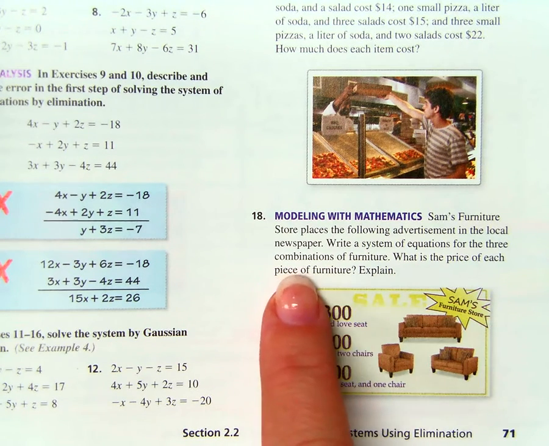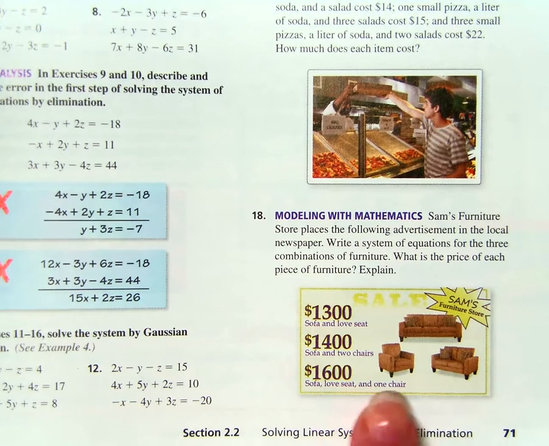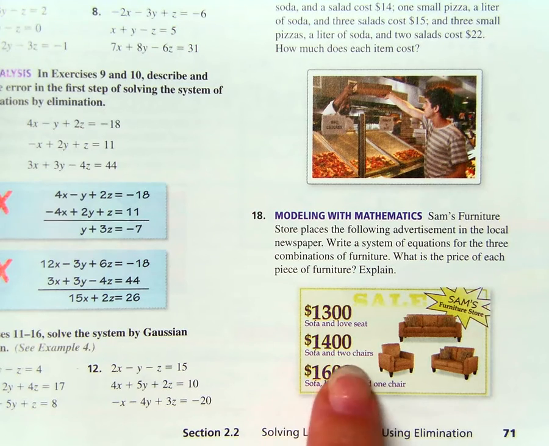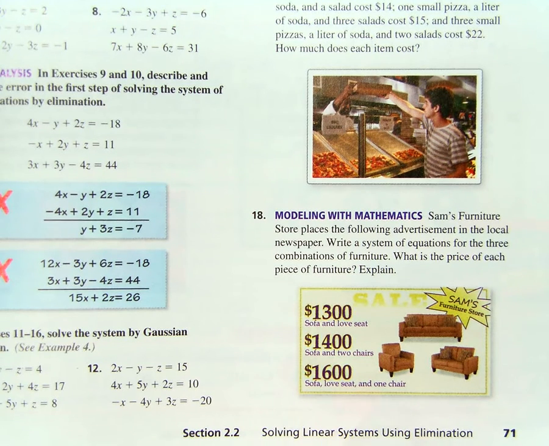So I'm looking for each individual piece of furniture, and by looking at the advertisement back here, I have a sofa, a love seat, and a chair. Right? Sofa, 2 chairs, sofa, love seat, and chair. Now at this point, we need to decide what kind of variables we're going to choose. We can choose X, Y, and Z, because that's what we're used to using. Or we can choose what's called meaningful variables.